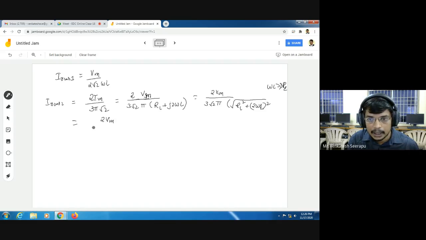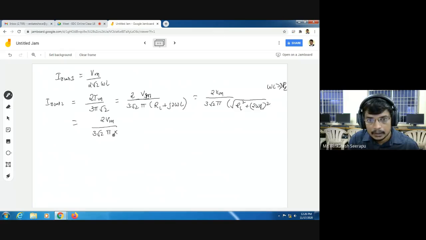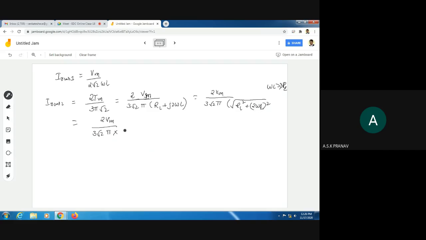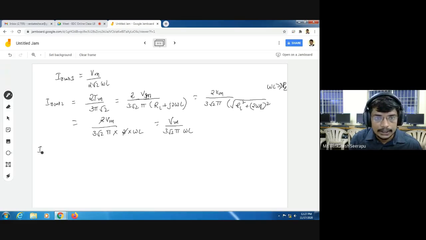2 Vm by 3 root 2 pi into 4 omega L square root over, which means here I got 2 omega L. So the 2 gets cancelled, and finally I got Vm by 3 root 2 pi omega L. So this is IRMS 2, and that is IRMS 1.